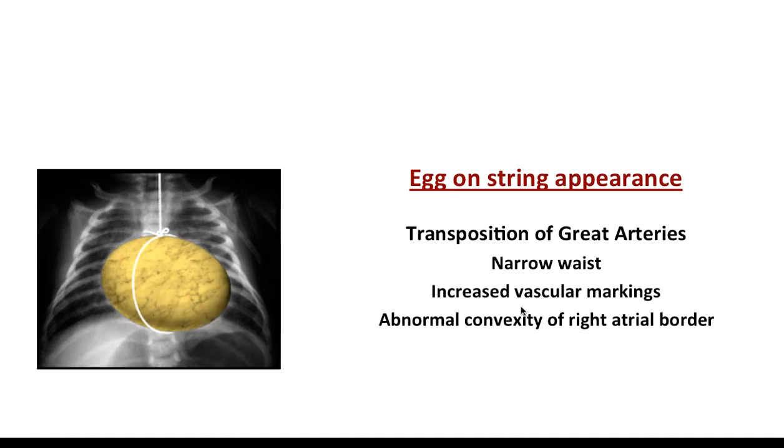Another classical X-ray is this globular kind of heart, and there is cardiomegaly, and you may have noticed that the base is very narrow. So this is the egg on a string appearance, right? So this is seen in transposition of great arteries or TGA, characterized by a narrow waist, increased vascular markings, and abnormal convexity of the right atrial border.